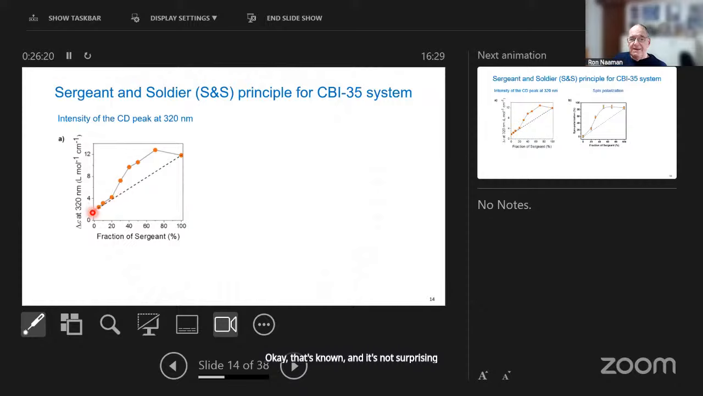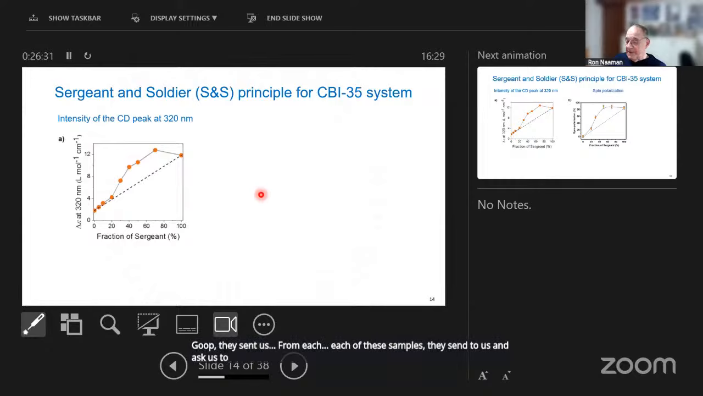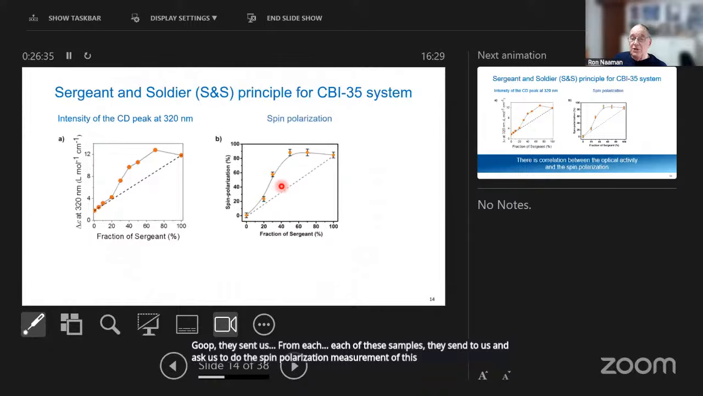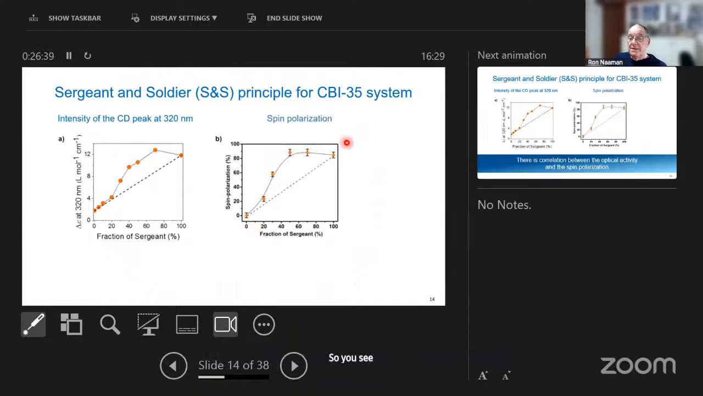But then Bert's group sent us samples from each of these and asked us to do the spin polarization measurement. And when we do it, we get these results. So you see here, it's amazing. Our spin polarization results really follow the CD intensity.